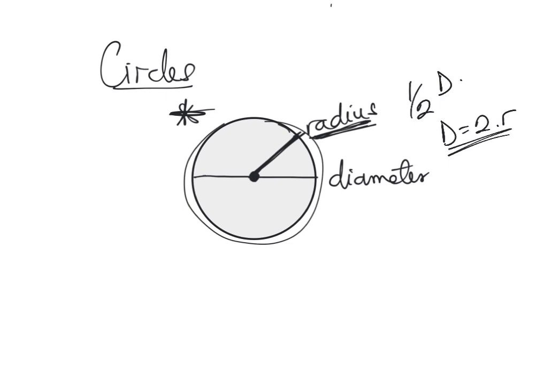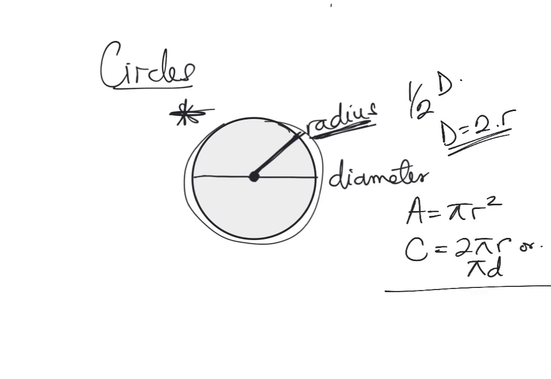So we've talked about the area of a circle before, which is pi r squared, and the circumference is 2 pi r or pi d. So these are good formulas to know. But I want to make sure that we discuss a few other aspects of circles. Here are a few properties to keep in mind.